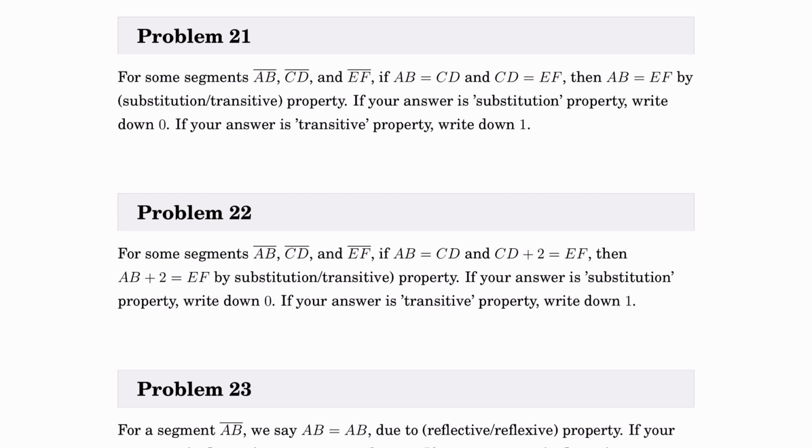Alright, so let's go over problem 21. This question gives you three segments: AB and CD have the same length, and CD and EF are the same. Normally you have to think about this process: AB equals CD and CD equals EF, and somehow that little triangle that I just marked out became a tunnel so that AB can meet up with EF. Normally we call this the transitive property, so the answer for this question must be just 1.